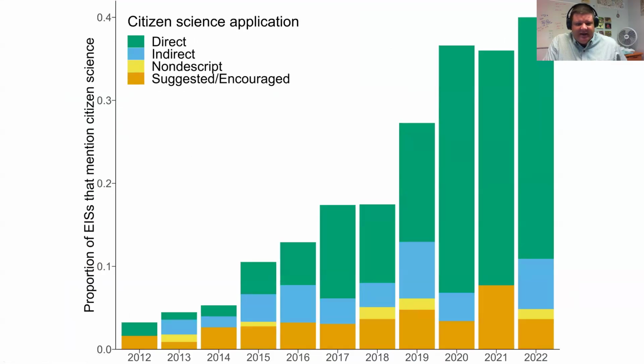Through time, and this was actually kind of interesting to see because I didn't know what the answer was going to be, but from 2012 to 2022, there's a really steep increase in the number of these environmental impact statements that are at least mentioning or using citizen science data. In 2022, over 40% of all environmental impact statements published are using or mentioning citizen science data.